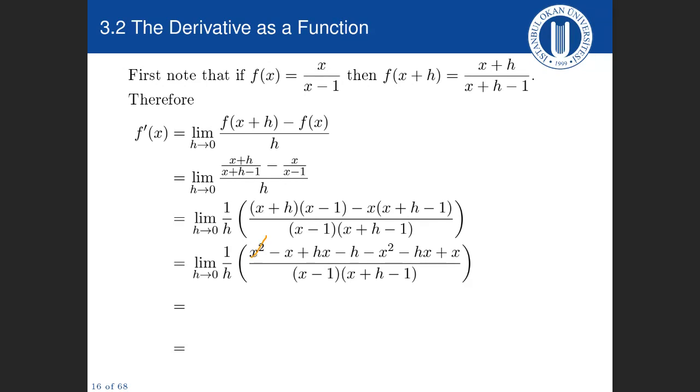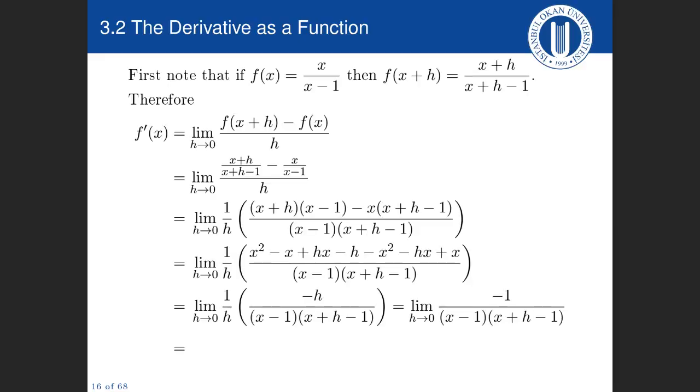I have a plus x squared and a minus x squared. They're going to cancel. Minus x and plus x, they're going to cancel. Plus hx minus hx, they cancel. I'm only left with minus h on the top. So there we go. But now minus h on the top and 1 over h on the bottom, these are going to cancel, and we'll just be left with minus 1 on the top.